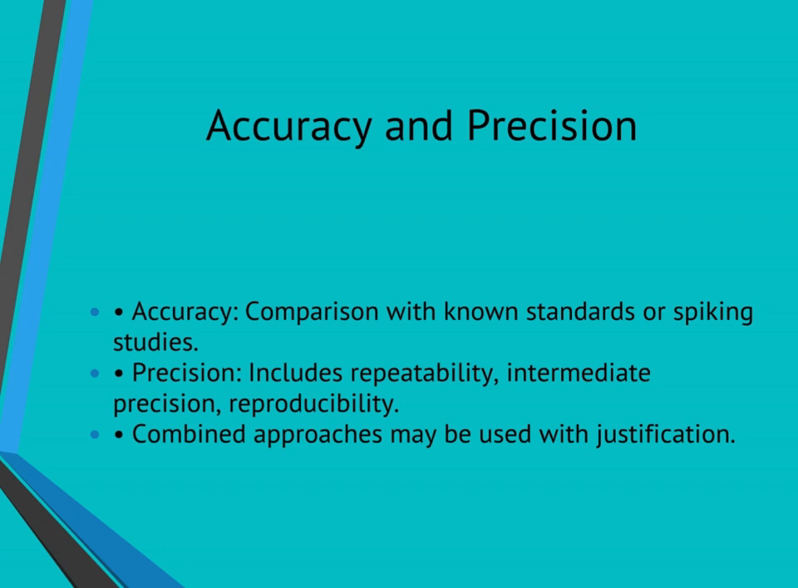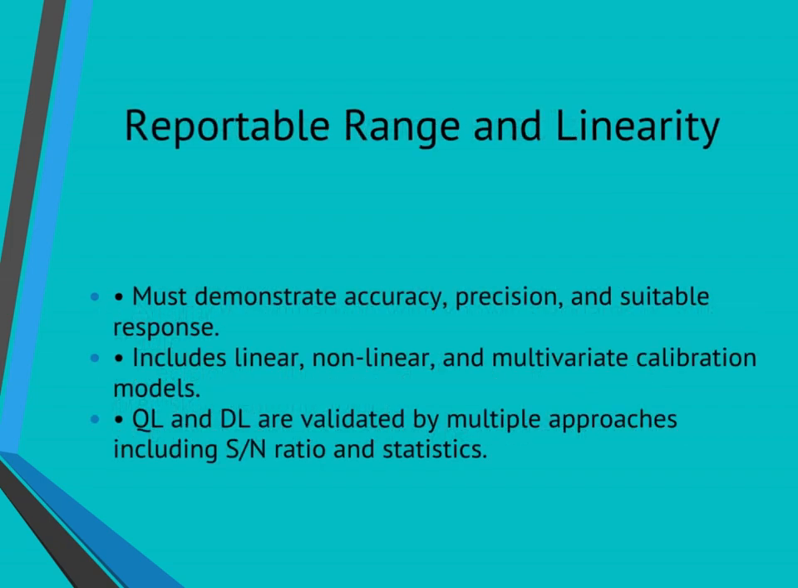Accuracy is assessed by comparing test results to known values using reference materials, spiking studies, or orthogonal procedures. Precision is evaluated through repeatability, same analyst and equipment, intermediate precision across days, analysts, or instruments, and reproducibility across laboratories. Q2 also permits combined evaluation approaches using prediction or tolerance intervals, which is particularly useful when working with multivariate or bioanalytical methods. Reportable range refers to the span of analyte concentrations over which the method performs acceptably.